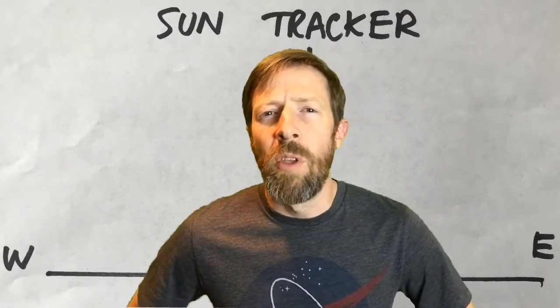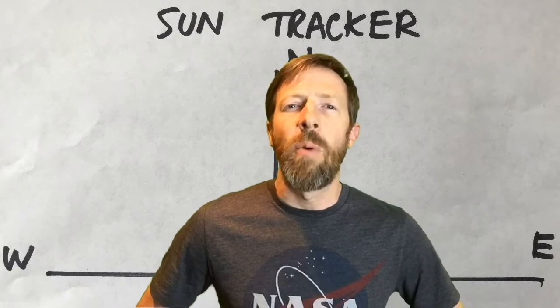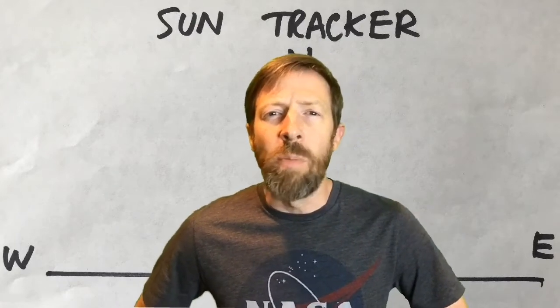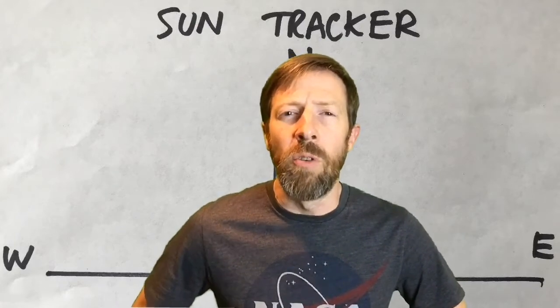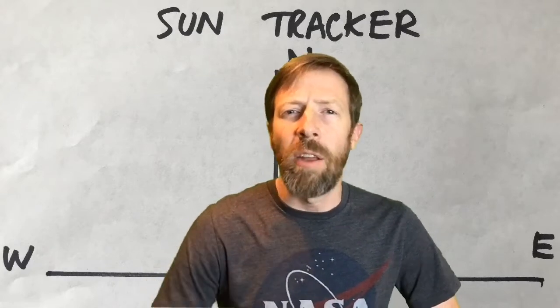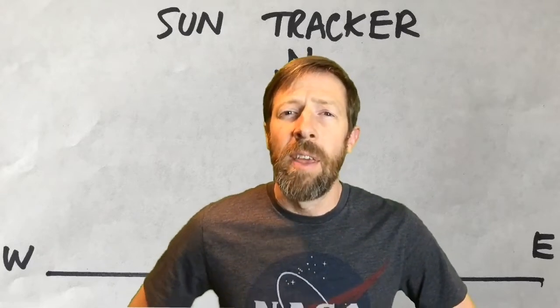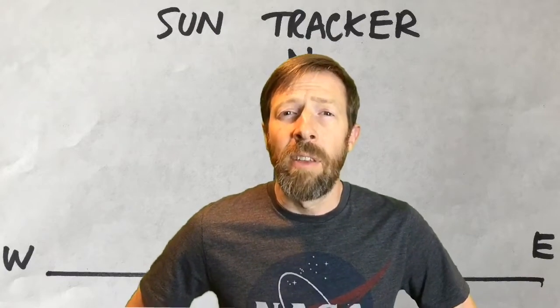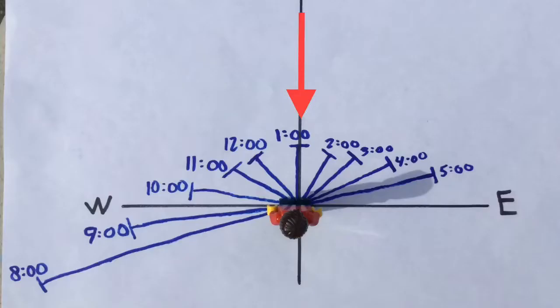One note though, you've probably heard that the sun is at its highest point at noon, and that would be when your shadow would be pointing due north. Well, you remember back in March when we changed our clocks 1 hour for daylight savings? Because of that, the sun's highest point right now is at 1 p.m.